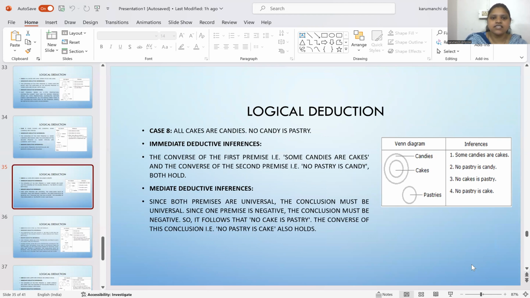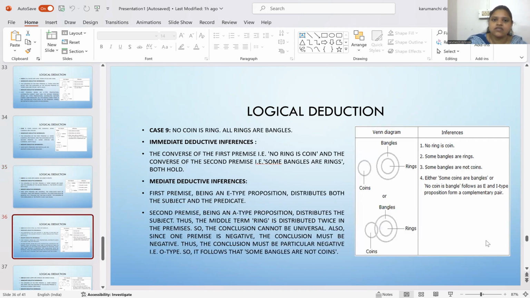So the eighth case is: all cakes are candies, no candy is pastry. So here, some candies are cakes and no pastry is candy. If we see, both premises are universal, so the conclusion must be universal. One is negative, so the conclusion must be negative. So no cake is pastry. The converse of this conclusion is no pastry is cake. So if we see the inferences, we get these statements.